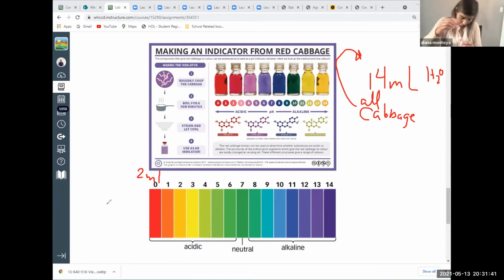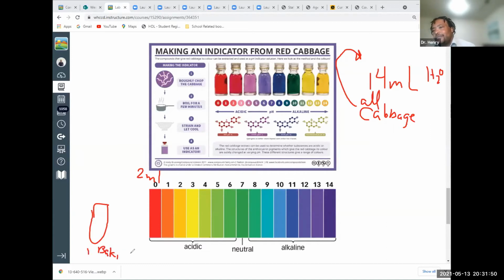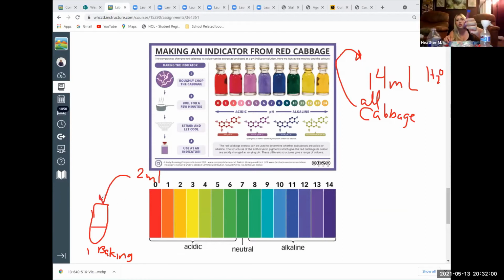Okay, this is your baking soda. 2 milliliters of cabbage in each of those? Yes, and each one independently. Oh my gosh, I messed it all up and I threw it all in one. Because somebody said you put it all in one conical tube and I threw it in one.